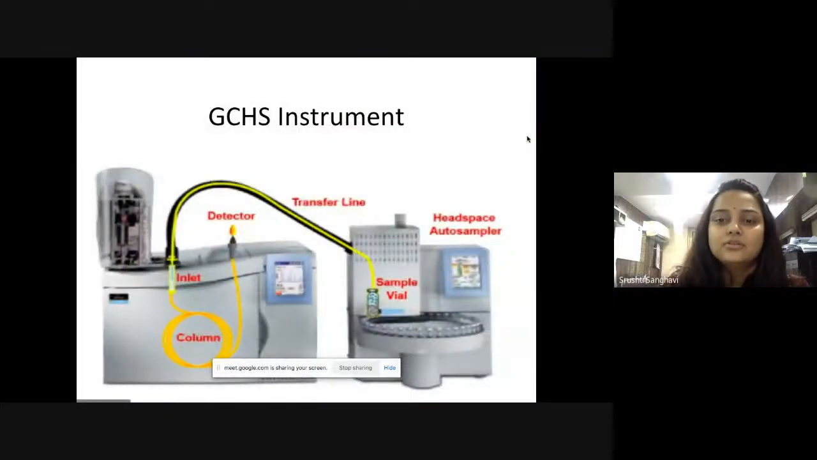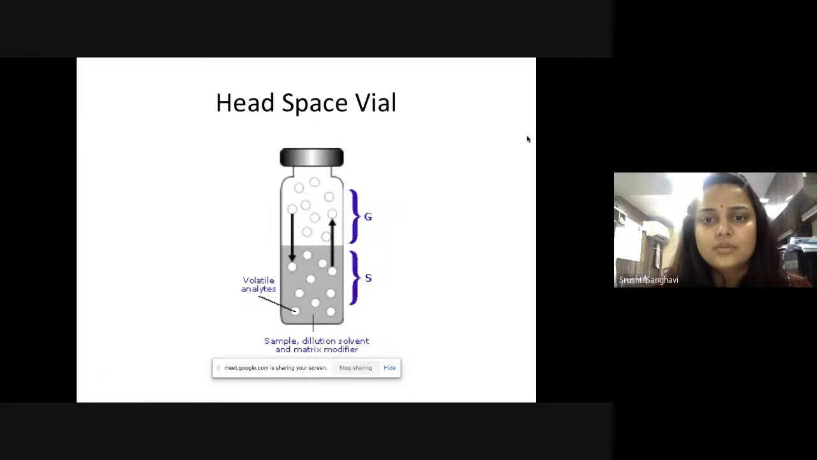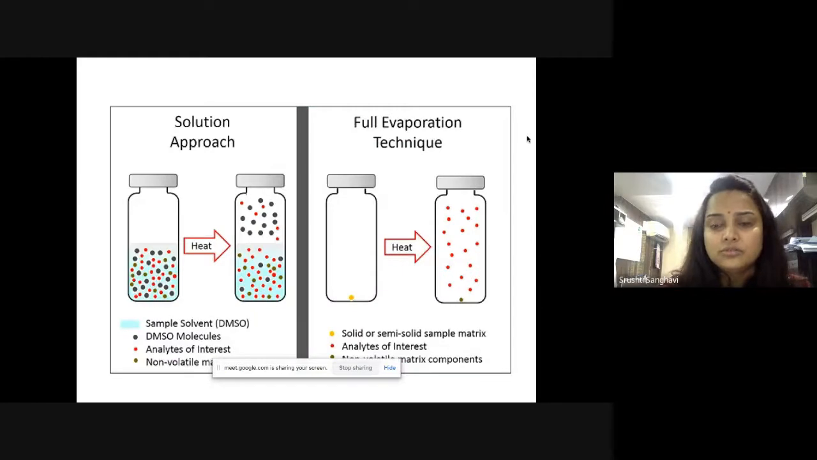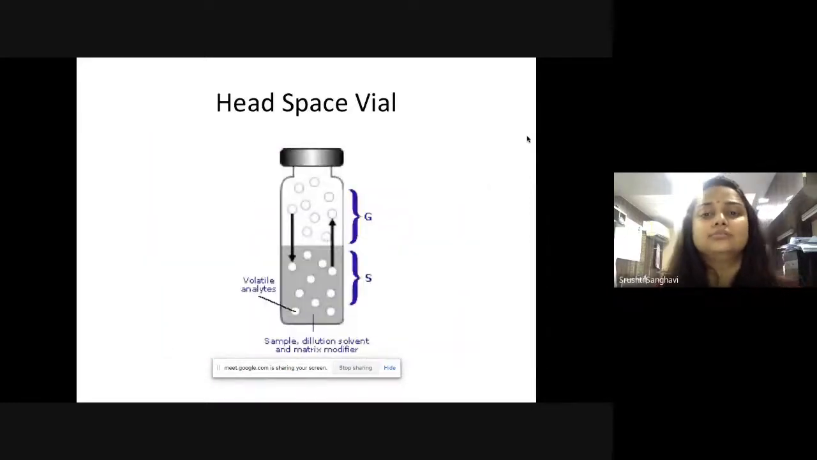So that is how you can use a headspace to do analysis of complex samples. Now let's try and understand what are some of these complex samples and what is the principle behind it. If it was pav bhaji masala, you will use the full evaporation technique. The disadvantage to this is your original sample is going to be completely destroyed. So therefore, it is a destructive technique.